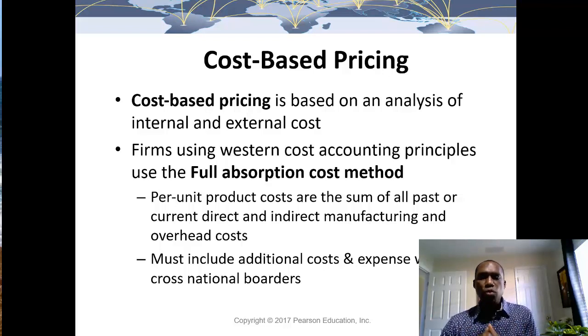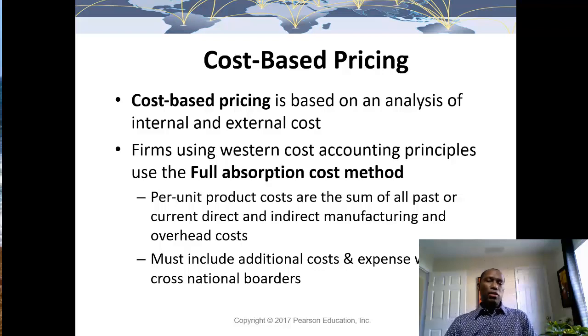So it says here, firms use Western cost accounting principles to use the full absorption cost method. So here, per unit production costs are a sum of all past or current direct and indirect manufacturing overhead costs. Must include additional costs and expense when goods cross national borders. There's a typo there. I didn't notice that on the slide. So you're looking at a situation where you look at how your supply chain is set up, who your suppliers are, and what are the types of costs associated within the supply chain.